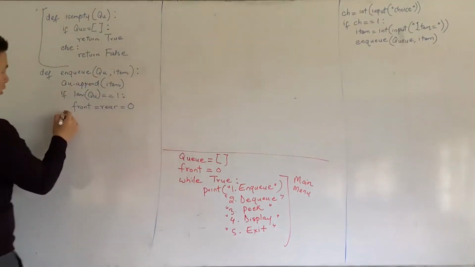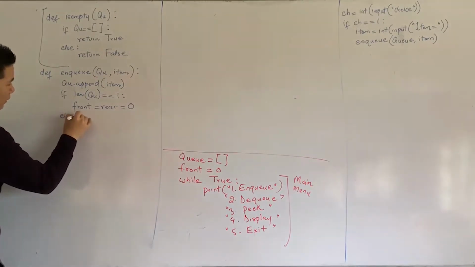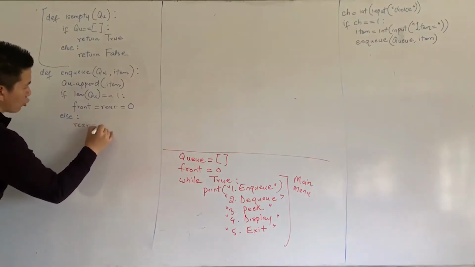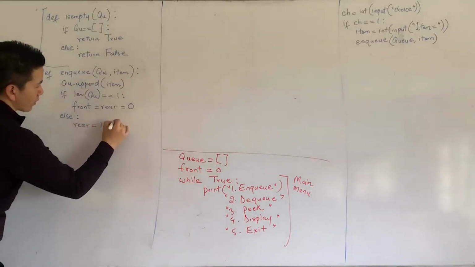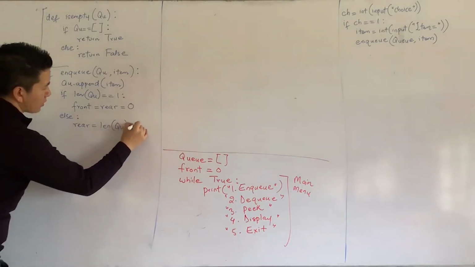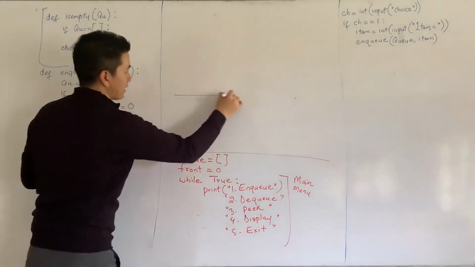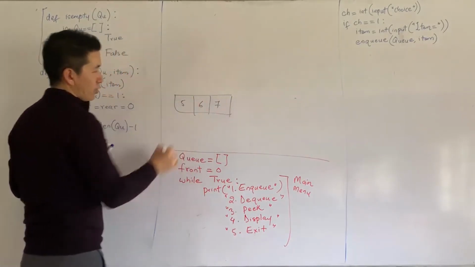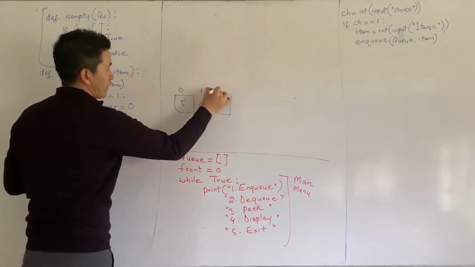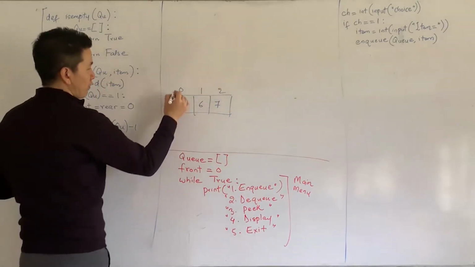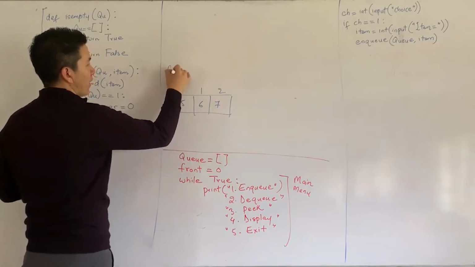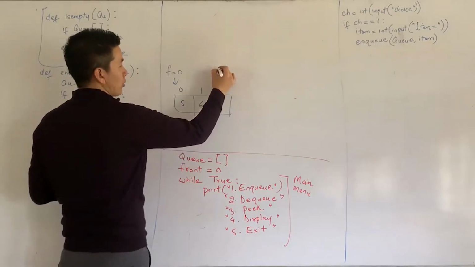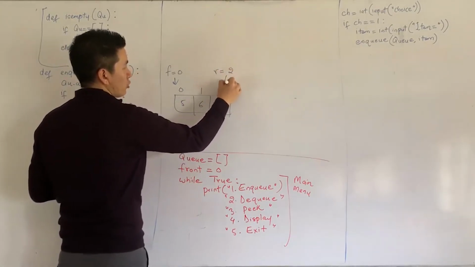Okay. Now, else, if it's not the first element, then the rear value should be length of q minus 1. Again, let's say I have elements like 5, 6, 7, alright? And then you have the indexes like 0, 1, 2. So the value of front will be 0, understandably, and the value of rear should be 2. The value of rear should be 2. It should be pointing here.